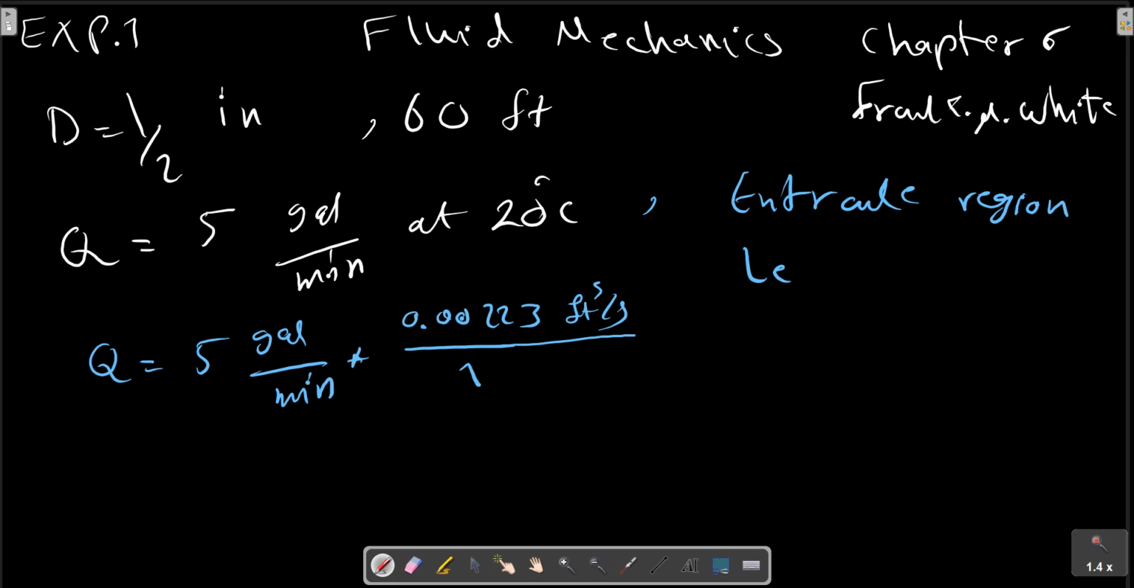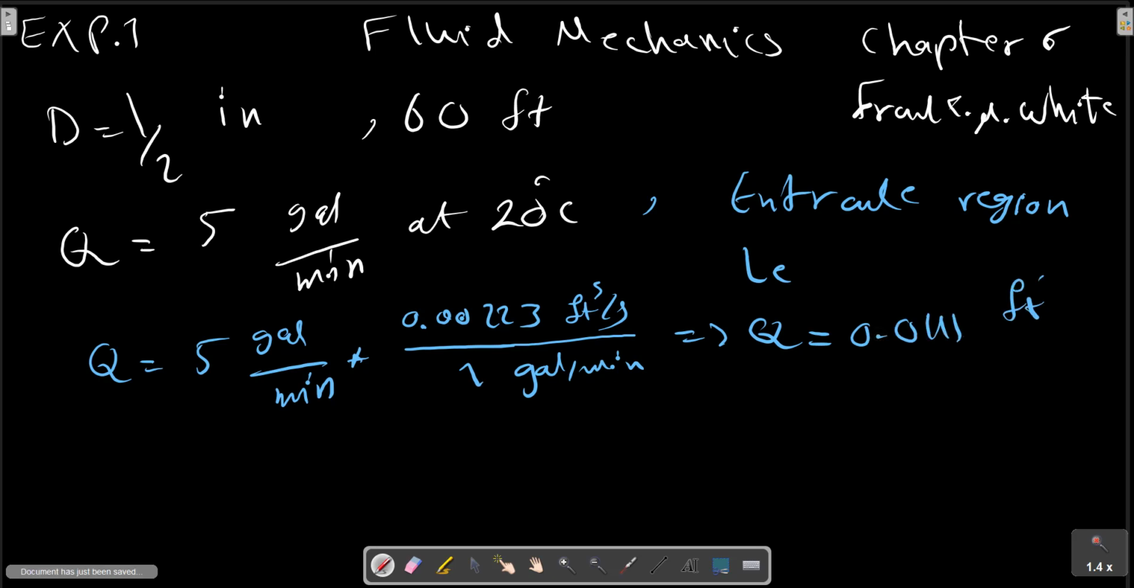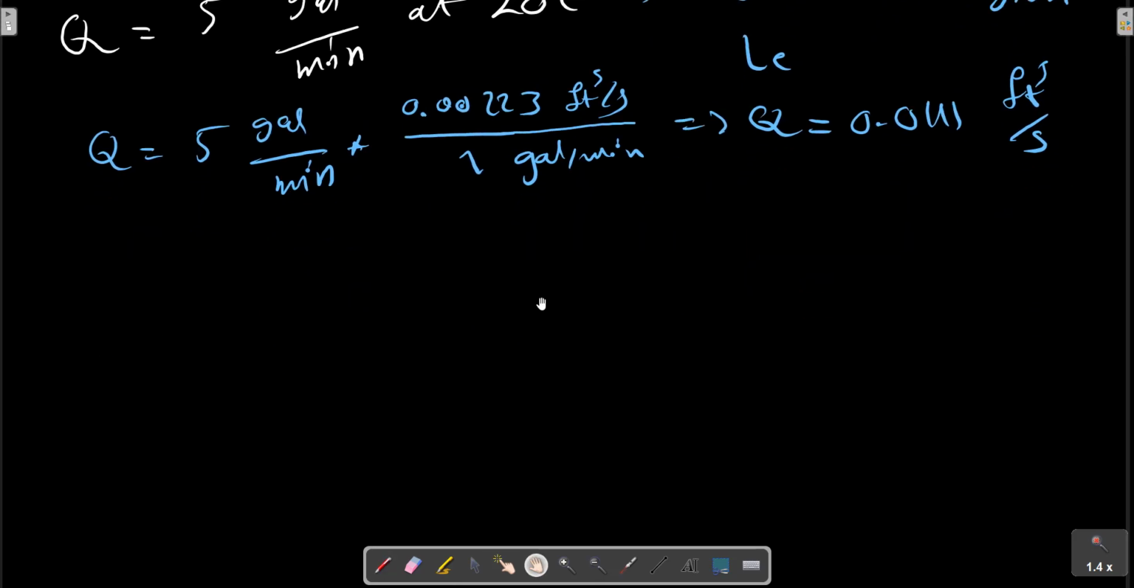Each gallon per minute equals a quantity of foot cubed per second, and then we can calculate Q in foot cubed per second. To calculate the entrance length, we first should calculate the Reynolds number. So at first, to calculate Reynolds, we should first calculate V, which is Q over A.